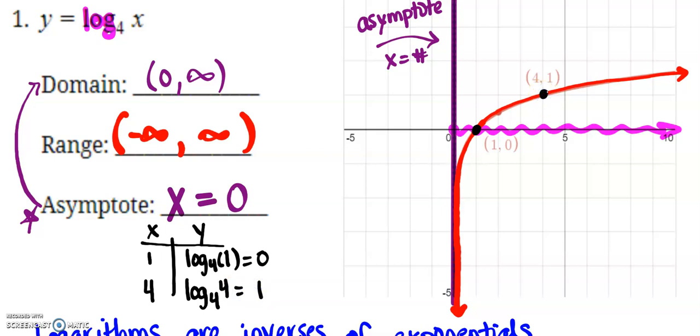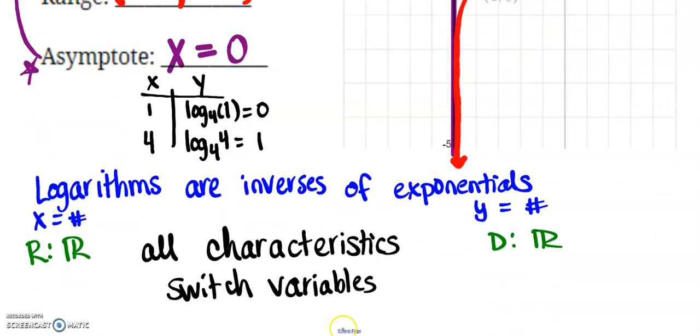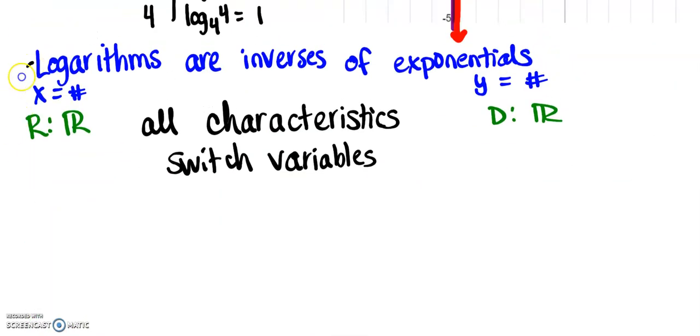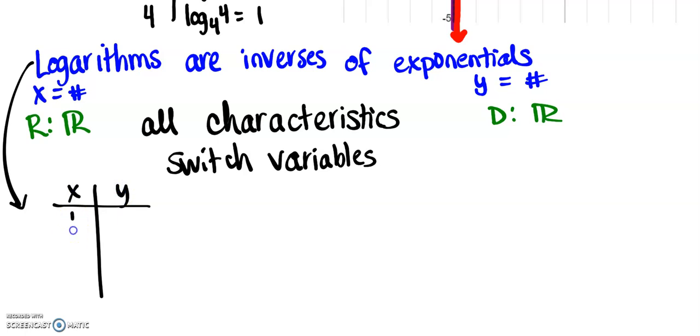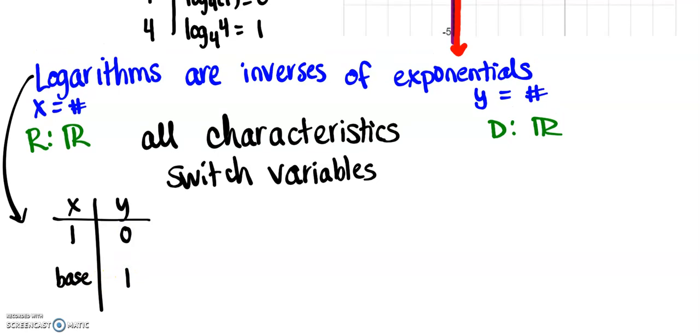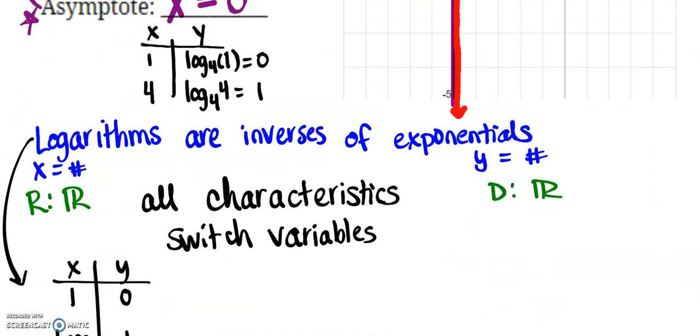So there's a couple of easy values you can always do for the logarithmic graph. You can always plug in 1. And you can always plug in whatever the base is, all right, or whatever number will get you the argument to be equal to the base, because you're always going to get 1, 0, and then base, 1. All right, that's how that's always going to work, okay?